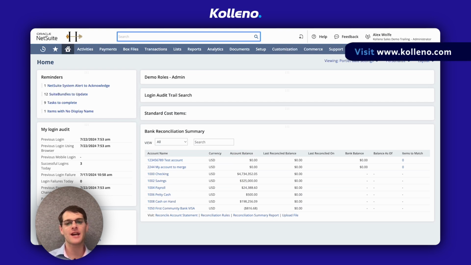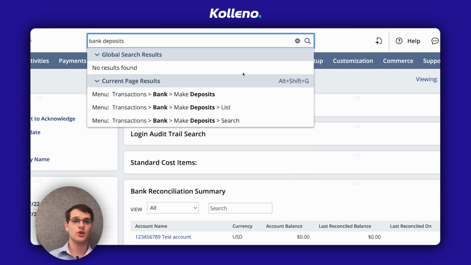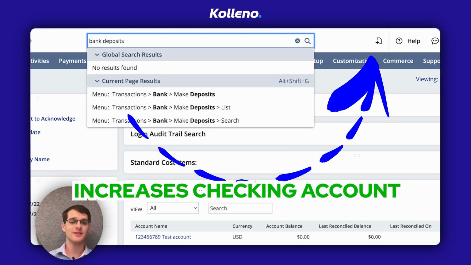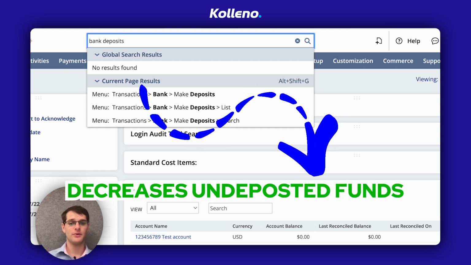In this tutorial, I will explain the general ledger impact of various bank transactions in NetSuite. So let's get started. First, we have bank deposits. On the general ledger, it increases the checking account and decreases undeposited funds.